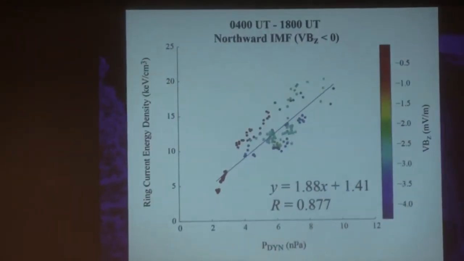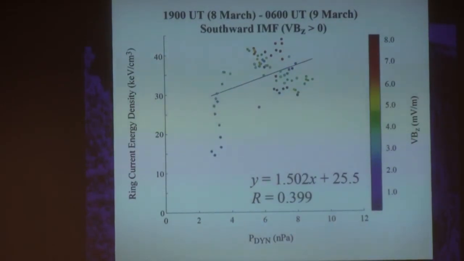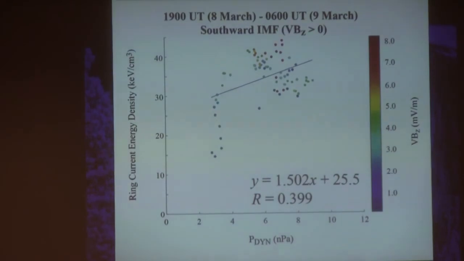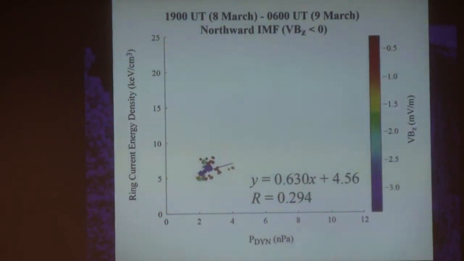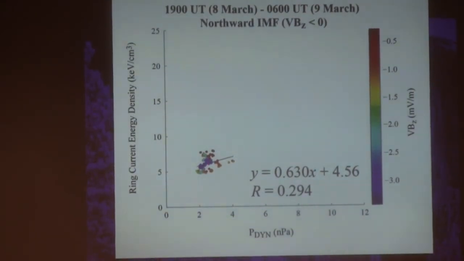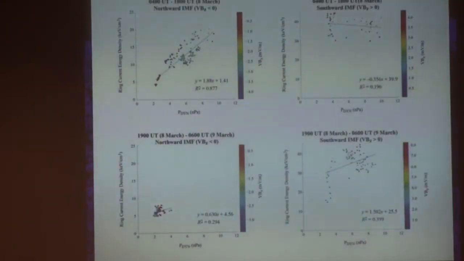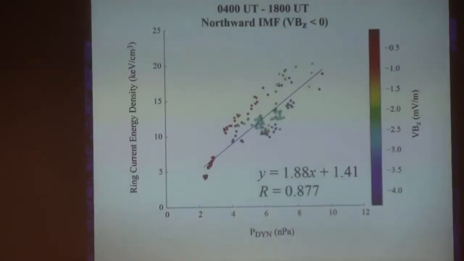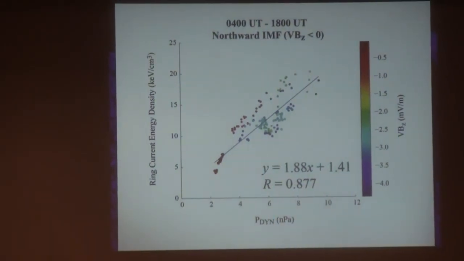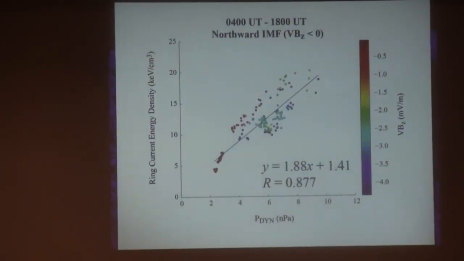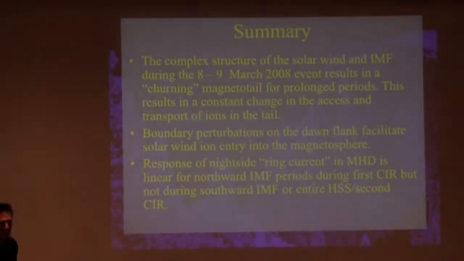Going into the second CIR and high-speed stream, again, southward IMF, a lot more scatter, again, 20 and above. And any northward IMF that's happening during the high-speed stream is in the middle of that quiet time, and we're getting very little ring current energy density, and they're all clustered together. So if we put all of this together, the only one that really shows any correlation is northward IMF during the first CIR, and you see that linear relationship there. And that's all I have for you today.